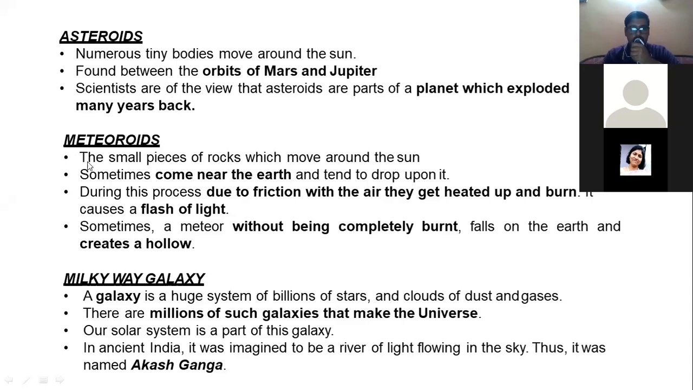Meteoroids are small pieces of rock which move around the sun and sometimes come near the Earth. If they're in the atmosphere, they are called meteoroids. If they fall on the Earth, they're called meteorites, or it may be a meteor shower. It creates a deep depression, a hollow basin, a very big depression, which creates a long, deep depression or a valley.